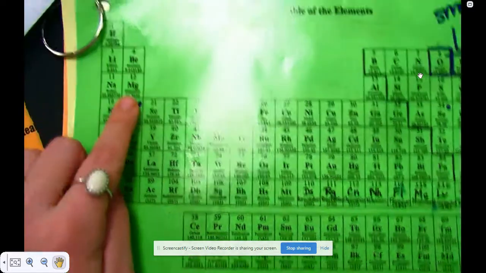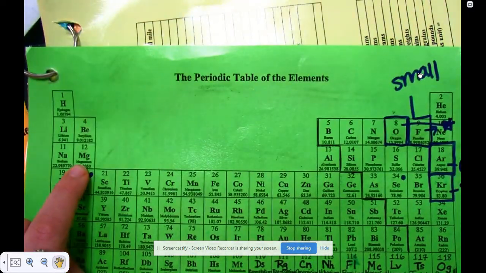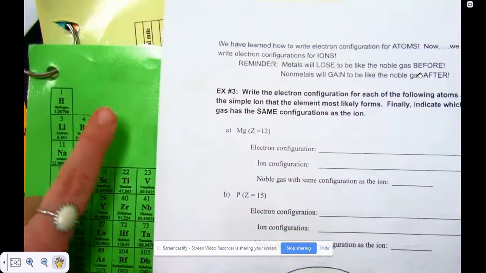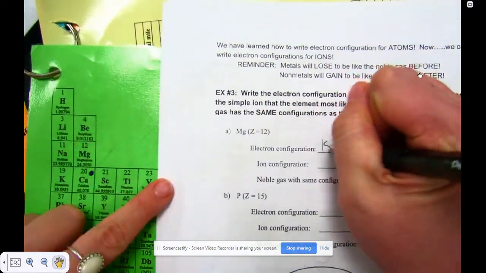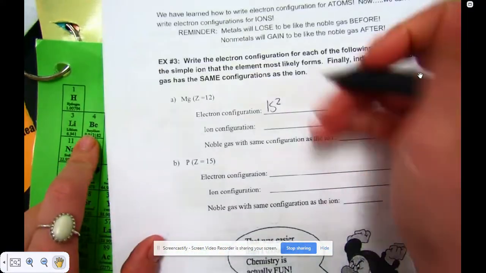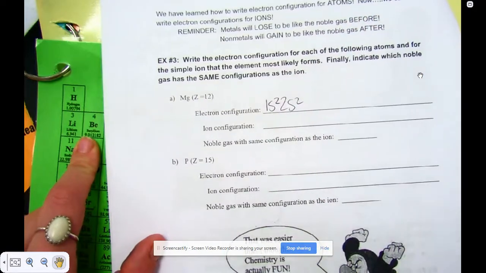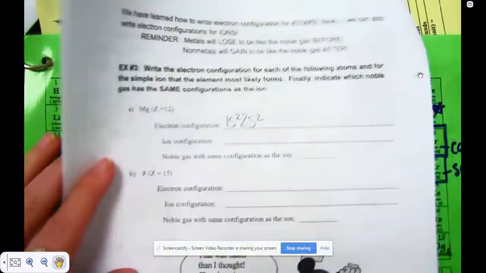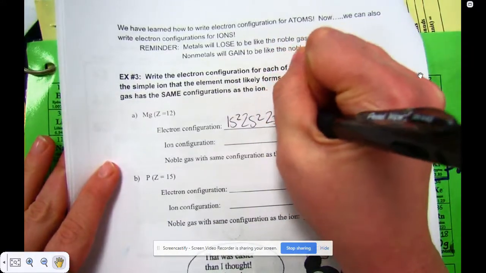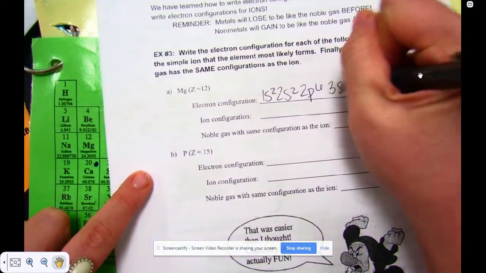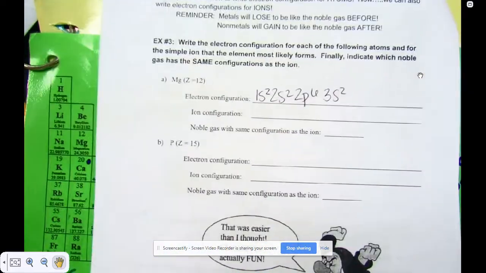Okay, so first one up is magnesium. It's right here. So if I'm writing out the electron configuration for magnesium, I start off with 1s2, and then 2s2. Following across, I get 2p6, and then magnesium, 3s2. These electron configurations are not going away.